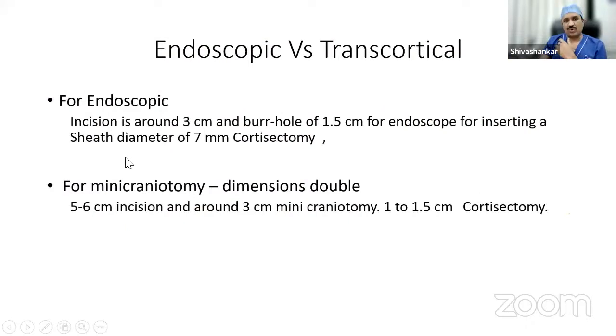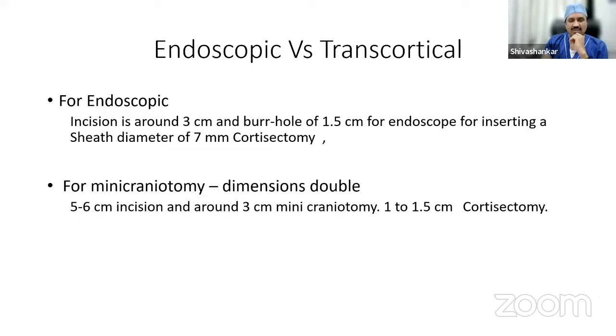So coming to endoscopic versus transcortical, endoscopic will be very well spoken about by Subodh Raju sir. Endoscopic is very minimally invasive, and it is the standard of practice at present. The incision is around 3 centimeters, and the burr hole might be around 1.5 centimeters for the endoscopic approach. The seed diameter is usually allotted as 7 millimeters for corticectomy. For craniotomy, what we usually do is a mini craniotomy, wherein we extend the incision, if required, to 5 to 6 centimeters, and do a 3 centimeter mini craniotomy with a 1 to 1.5 centimeter corticectomy.